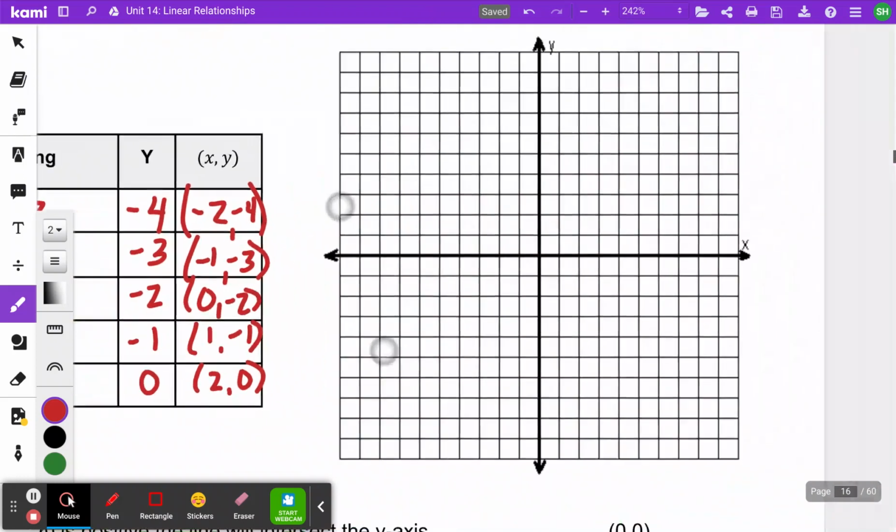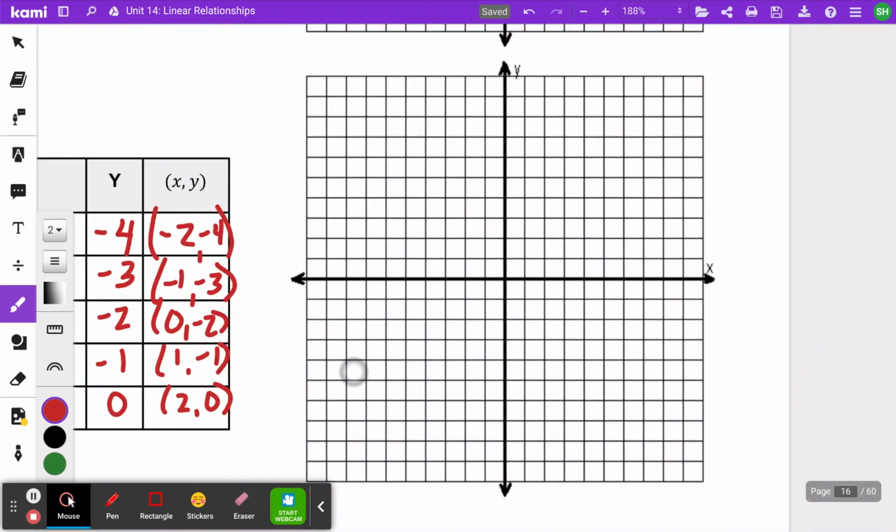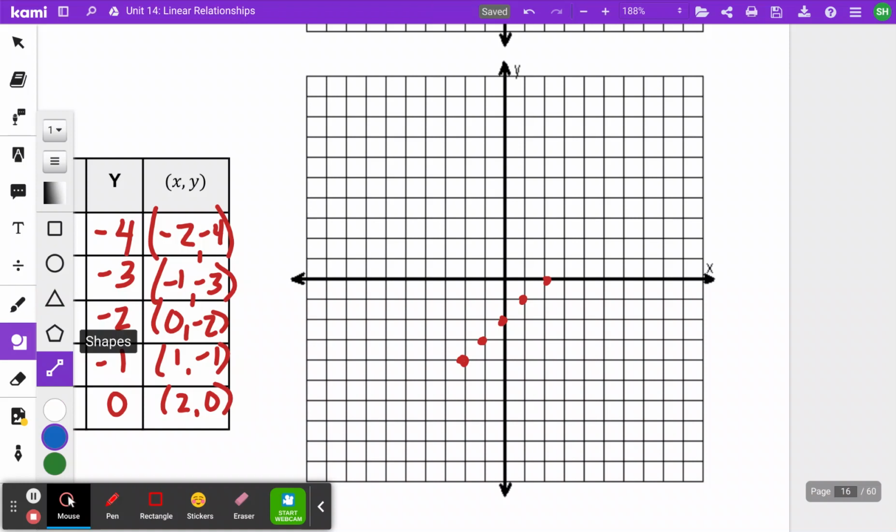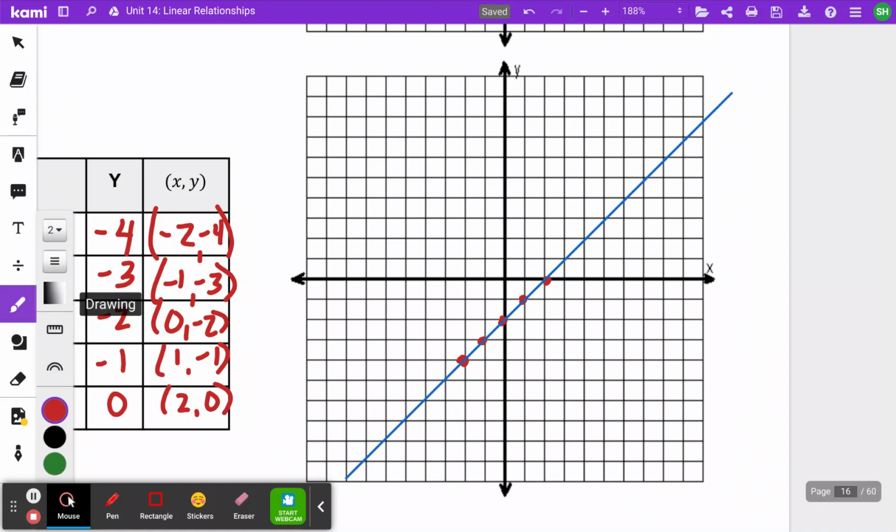We're going to go over and we're going to plot those. So -2, -4, that is left 2 and down 4. That'll be a point. Then -1, -3 will be left 1, down 3. And you can already see how they're lining up. That fits with 0, -2, which is just down 2 from 0, 0. And then we have 1, -1, and 2, 0. And once again, all of these are in a line. So we can use our straight edge, connect them together, and put little arrows to indicate it would have continued on.